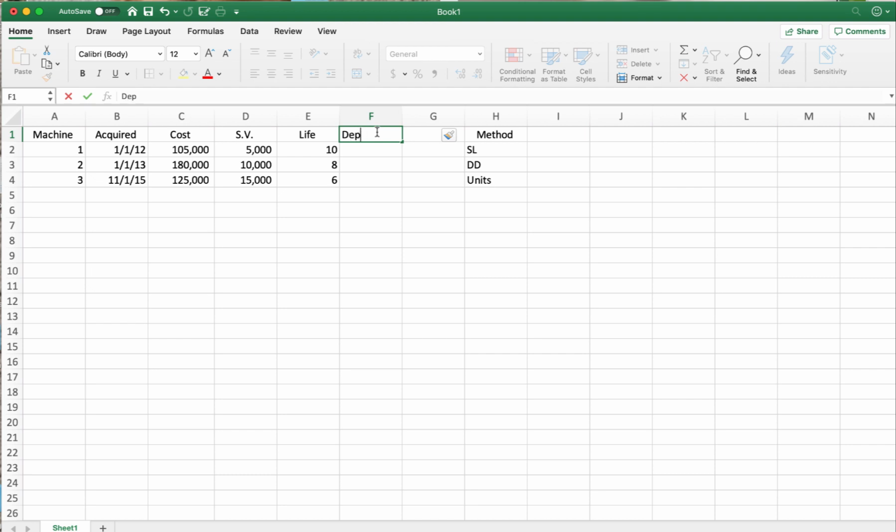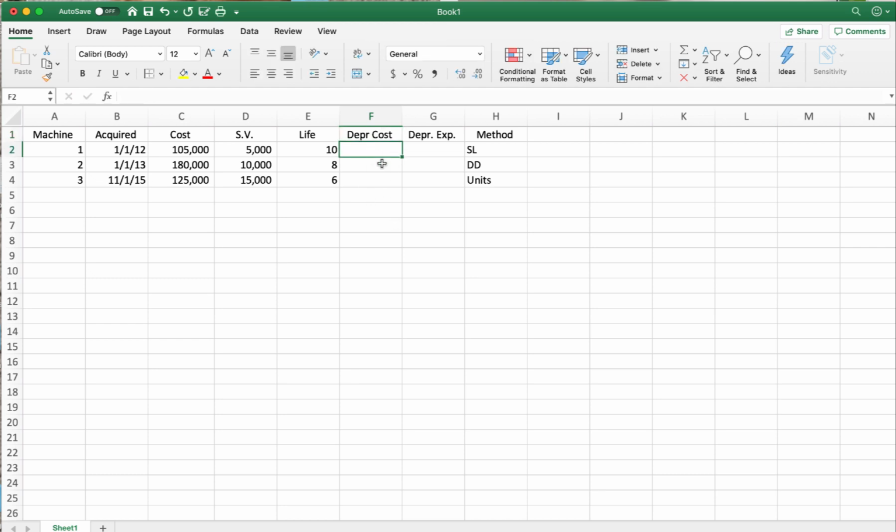Usually helps if you can spell too. Okay, so in order to do this, actually let me do it this way. In order to calculate depreciation, we need to figure out what is our depreciable cost. How much of this cost can we depreciate?